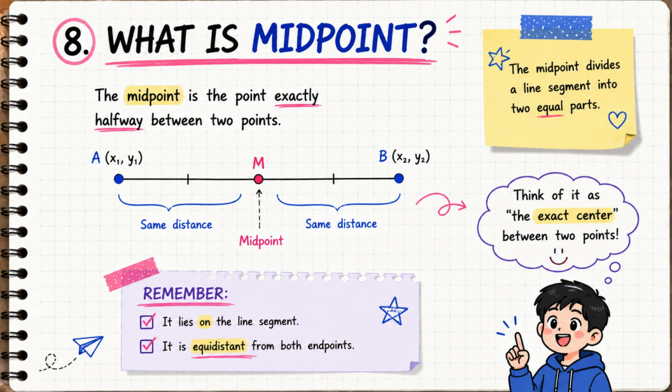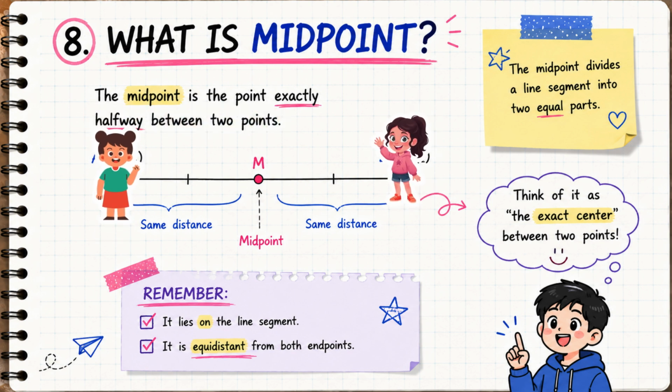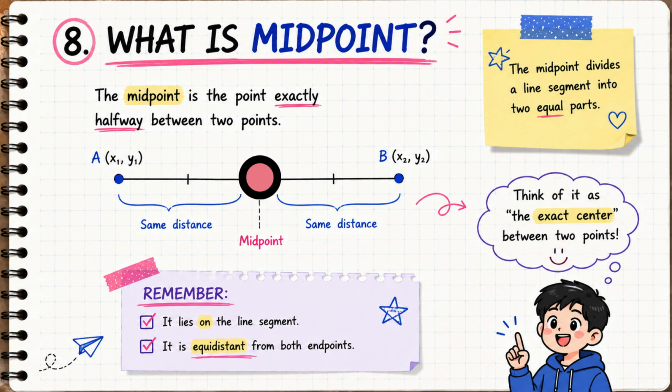Next, we learn midpoint. The midpoint is the point exactly halfway between 2 points. Imagine 2 friends standing at different locations. If they want to meet at the center, where should they meet? The answer is the midpoint. The midpoint divides the line segment into 2 equal parts. The distance from A to M is the same as the distance from M to B.